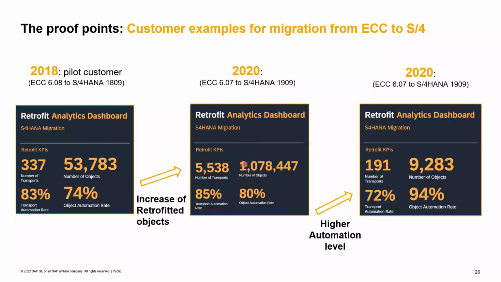So we handled in this project more or less 5,500 transport requests with more than 1.1 million objects. And we reached a transport automation rate of 85% and an object automation rate of 80%. This means 80% of the objects could be managed in an automated or semi-automated way with a retrofit capability, which is a lot.